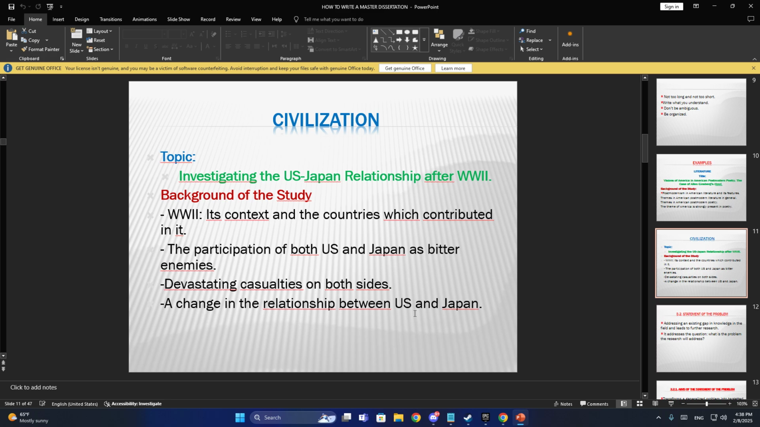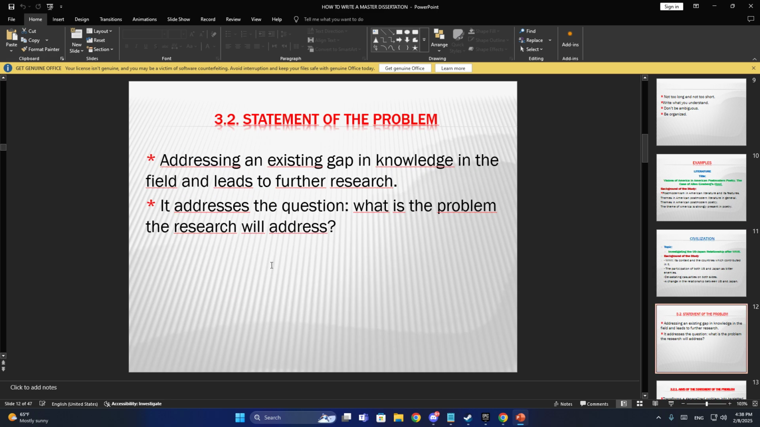Here they were bitter enemies. Then there were devastating casualties on both sides, of course. And then we move to after the Second World War. We see that there is a change in the relationship between the United States and Japan. So here I have put the context of my dissertation related to my topic.